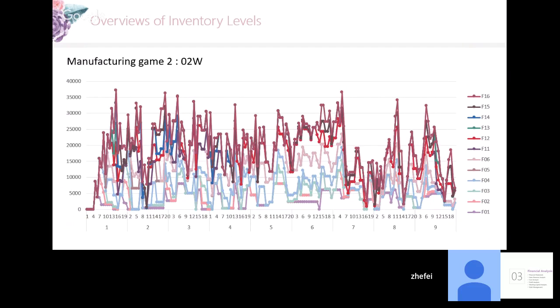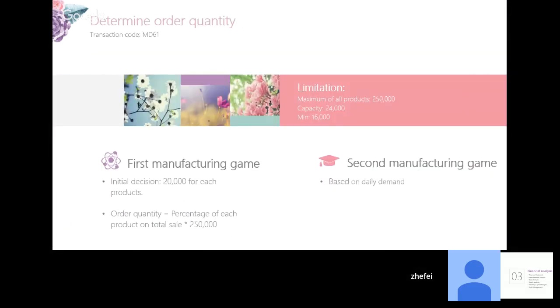And I also have some strategies during the simulation game to achieve growth. First of all, I determine the order quantity to ensure enough raw materials, and the relevant transaction code is MD61.